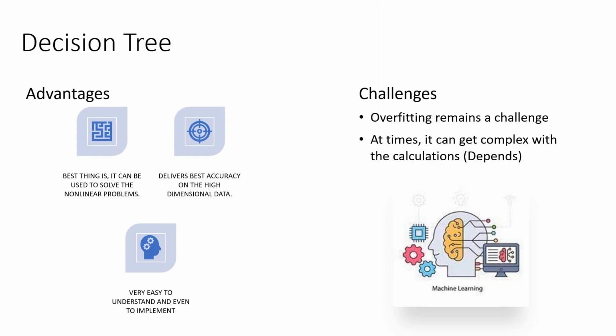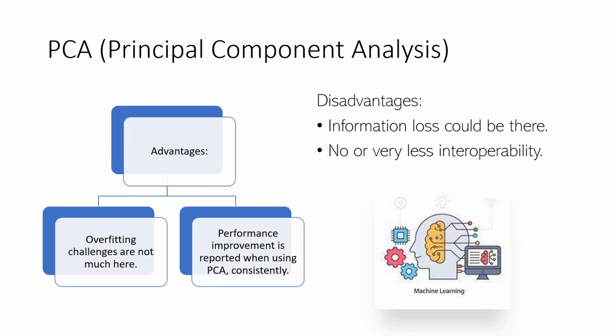Next one is decision tree. There are some advantages again. The best thing is that it can be used to solve non-linear problems. It gives the best accuracy on high dimensional data. It is very easy to understand and implement as well. But the challenges: overfitting remains a major challenge. At times, the calculations really go complex. So these two are the disadvantages or the challenges that one has.